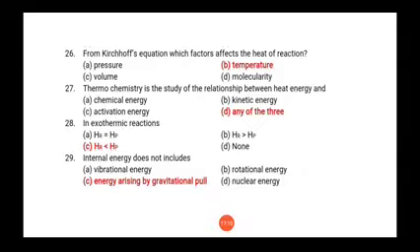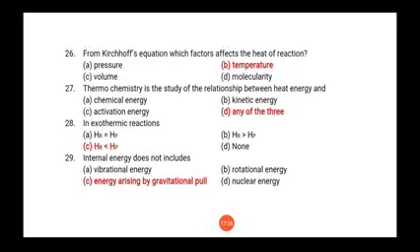Next question: internal energy does not include blank. Options are vibrational energy, rotational energy, energy arising by the gravitational pull, nuclear energy.